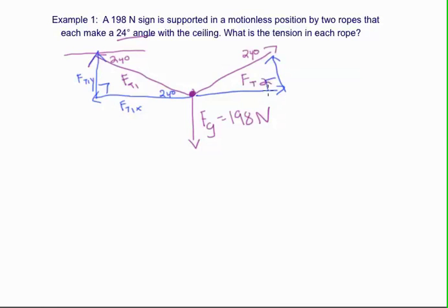So this is FT2X and FT2Y. And again, our 24 degrees. So now we're going to decide if it's at equilibrium or not. And I like to mix the second and third step a little bit. Decide if it's at equilibrium in the X direction and write what we know in the X direction. And then do the same in the Y direction.